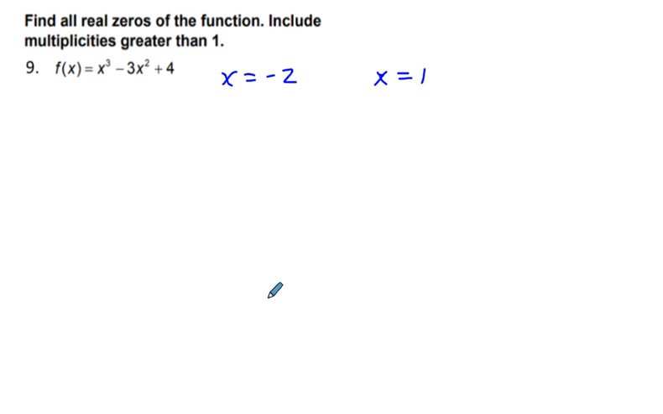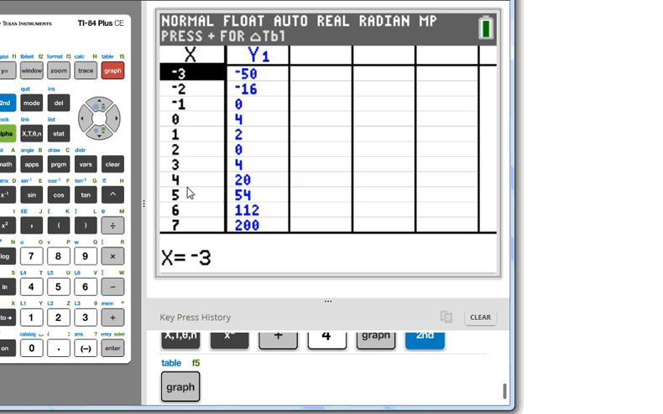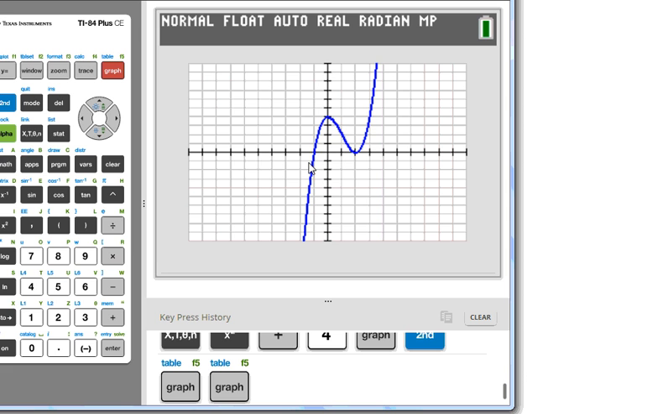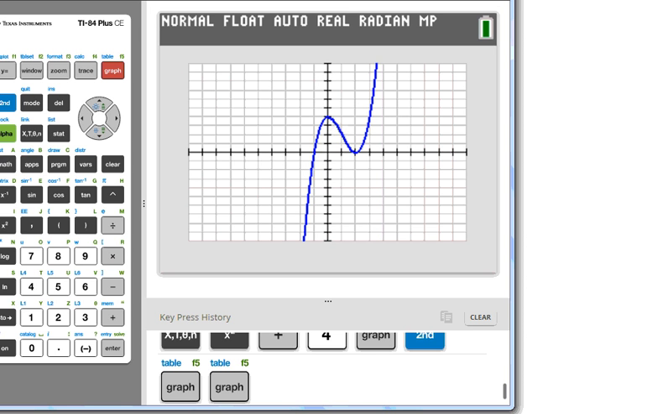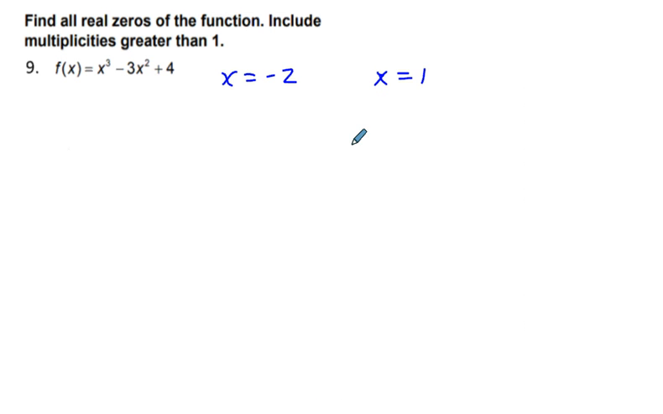We're at -1, we have a multiplicity of 1 that we cross the x-axis. And then this one at x equals 1, just touch the x-axis. The multiplicity is equal to 2.